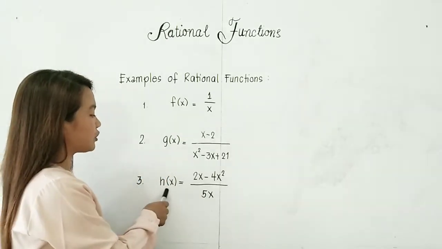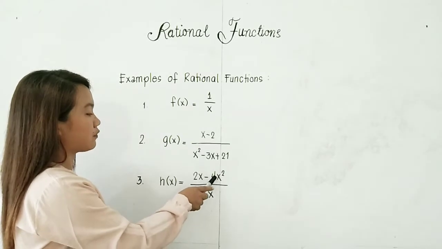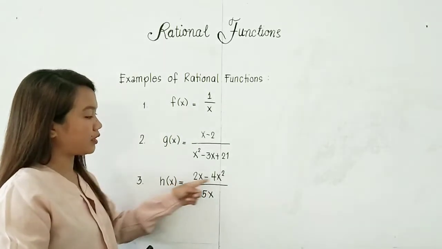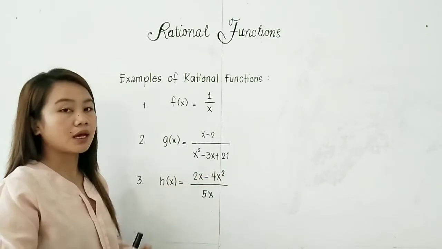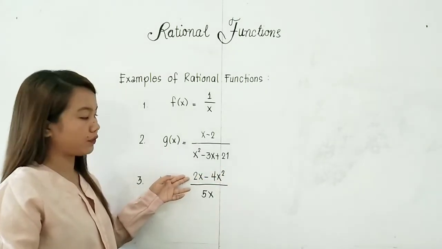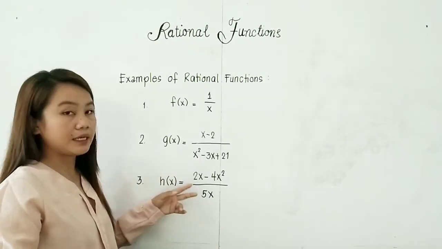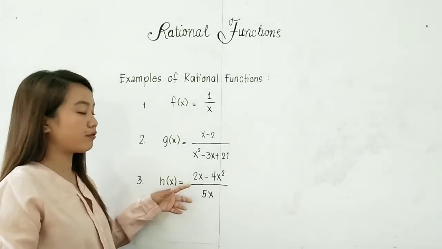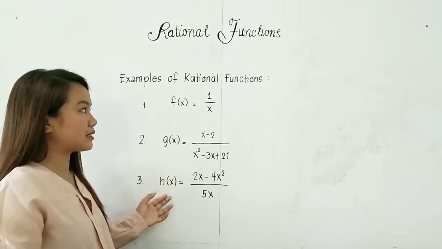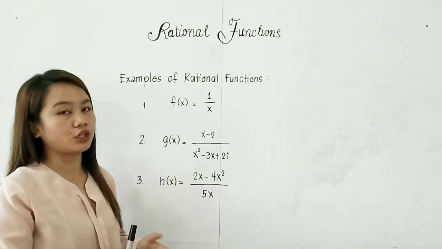Next, h of x is equal to 2x minus 4x squared over 5x. Again, for our numerator, the highest exponent here is positive 2, so this is a quadratic function. Our denominator is a linear function. So both of them are polynomial functions. So h of x is an example of a rational function.